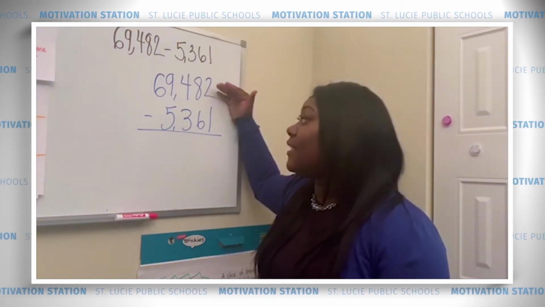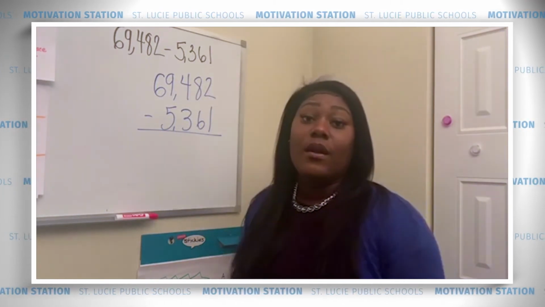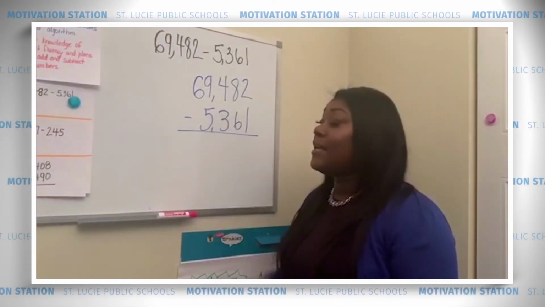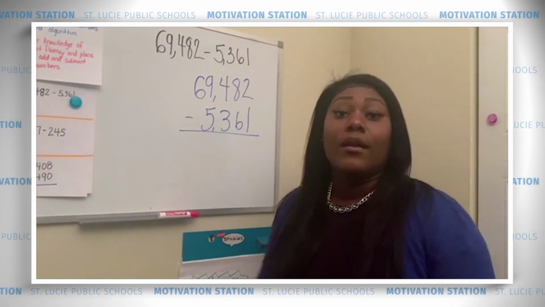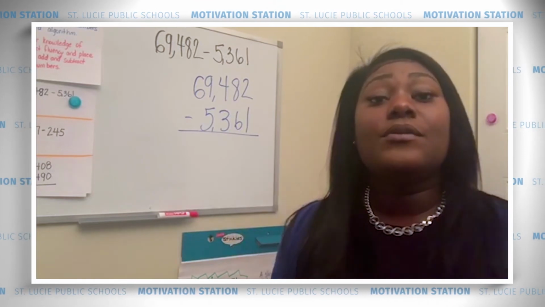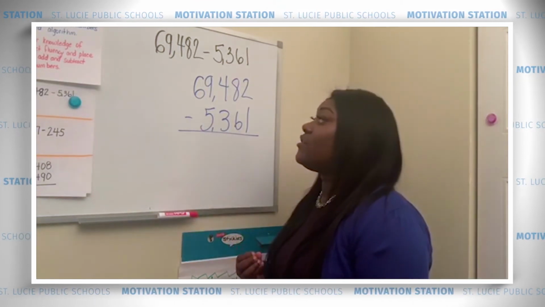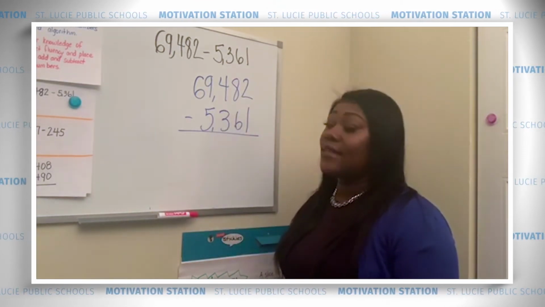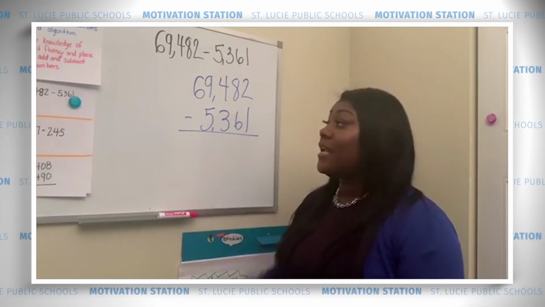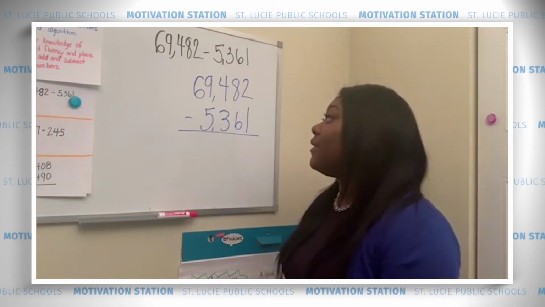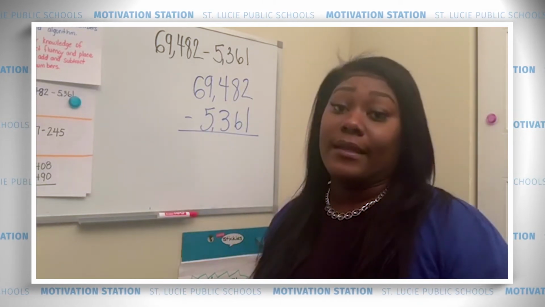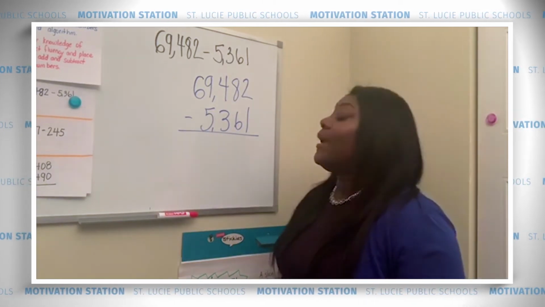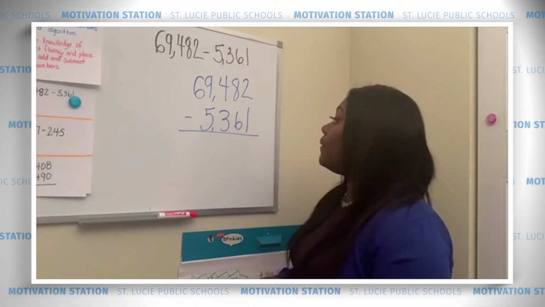I have 69,482. And from that number, I want to take away 5,361. Before I begin, I'm just going to use a little estimation strategy. If I have 69,000 and something, and I take away 5,000 and something, I should have about 64,000 and something left. Okay, now back to solving the problem.